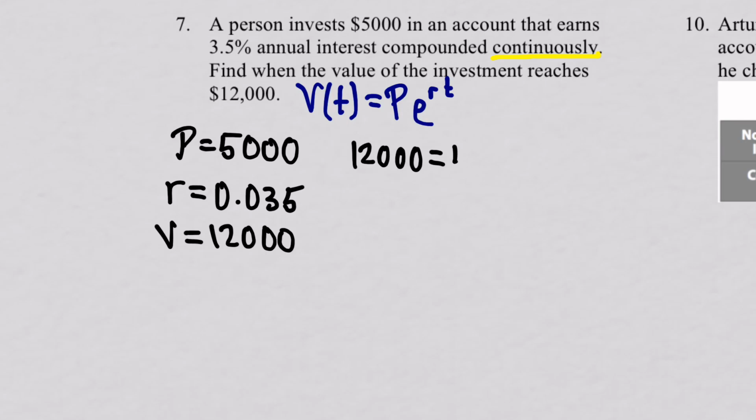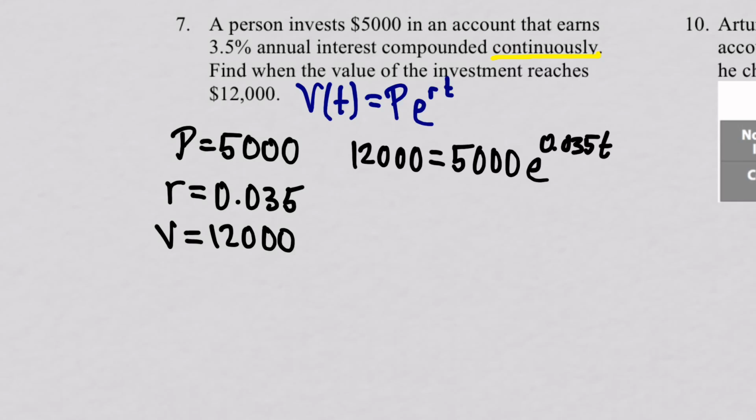equals 5,000 times e to the power of 0.035t. Notice that it's not 1.035. It's just 0.035. It's just r, not 1 plus r. Okay? Make sure you understand that difference between this one and the ones previously, right? When they're compounded annually or compounded more than once per year. So we're going to solve it the exact same way.